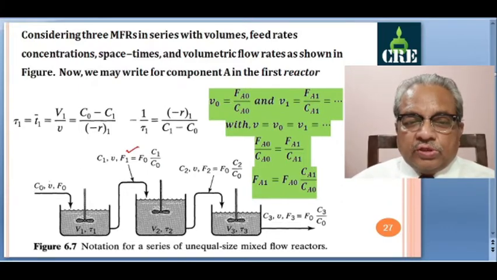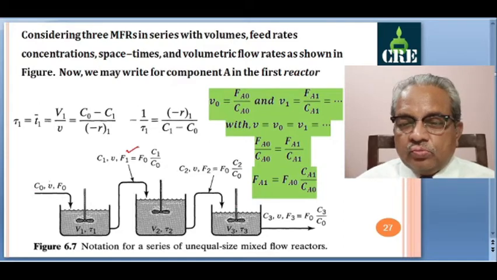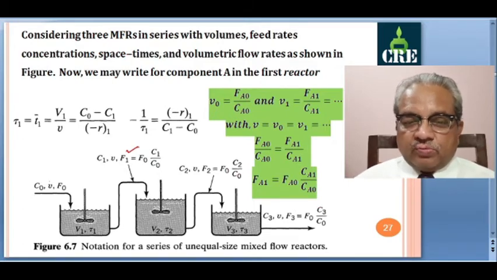So C0, C1, C2, C3. V is same. F1 is F0 into C1 by C0. F2 is F0 into C2 by C0. F3 is F0 into C3 by C0 and so on. This is for unequal size reactors.